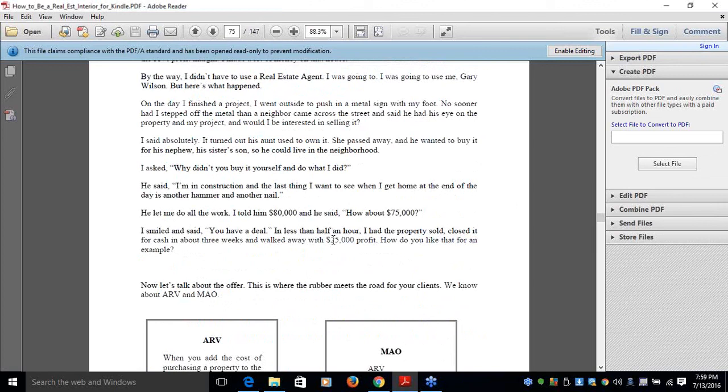So literally, I'm putting the sign in the yard. He walks over and says, "Hey, I'd like to talk to you about the house." And I said, "Great." He said, "I'm the neighbor." And I said, "That's interesting." And he said, "Yeah, I didn't want to do the work myself. I figured I'd let you do it. Can I see what kind of work you did?"